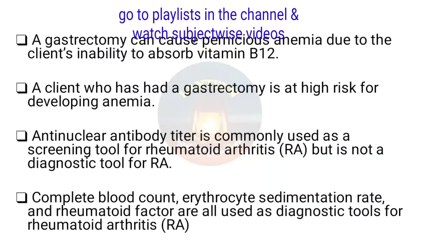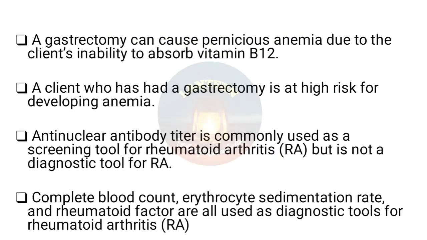A gastrectomy can cause pernicious anemia due to the client's inability to absorb vitamin B12. A client who has had gastrectomy is at high risk for developing anemia. Antinuclear antibody titer is commonly used as a screening tool for rheumatoid arthritis, but it is not a diagnostic tool for rheumatoid arthritis. Complete blood count, ESR, and rheumatoid factor are all used as diagnostic tools for rheumatoid arthritis.